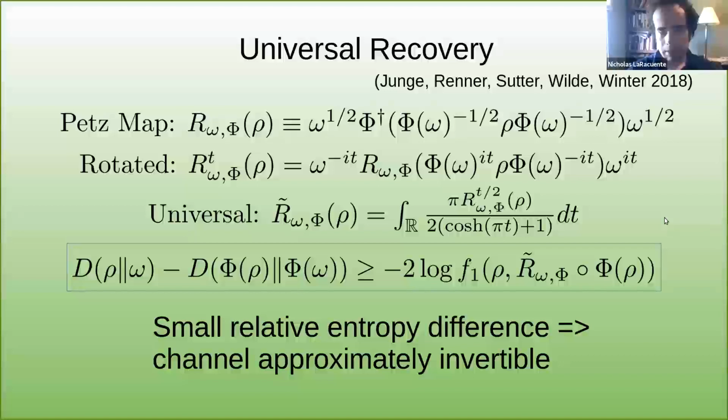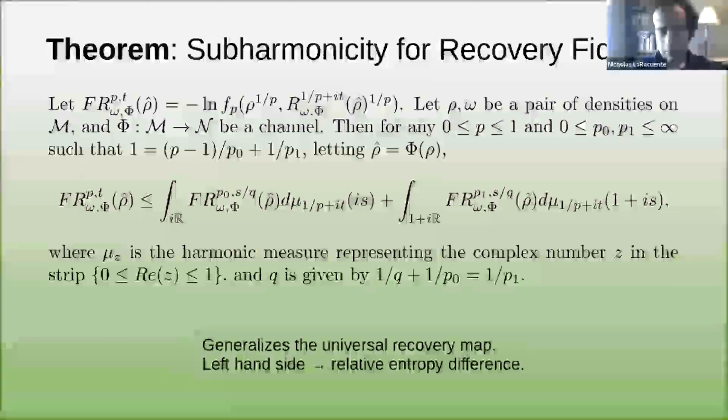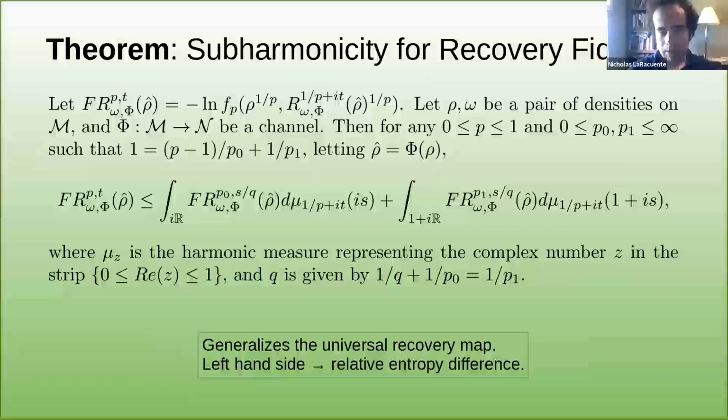So with Marius, we have generalized this formula to a sort of subharmonicity for recovery fidelity. So we define this function FR, the recovery fidelity. And this is really just taking the recovery map, putting in the density it's given, and then taking the fidelity with what we consider to be an original state.